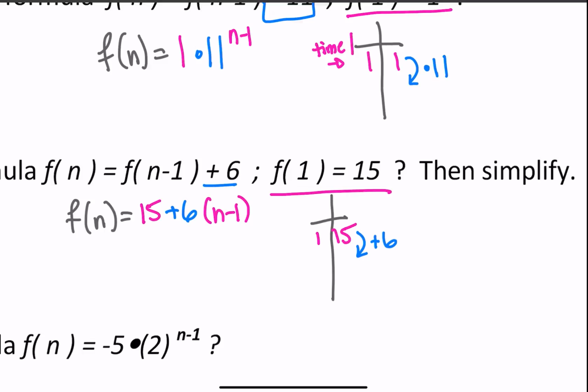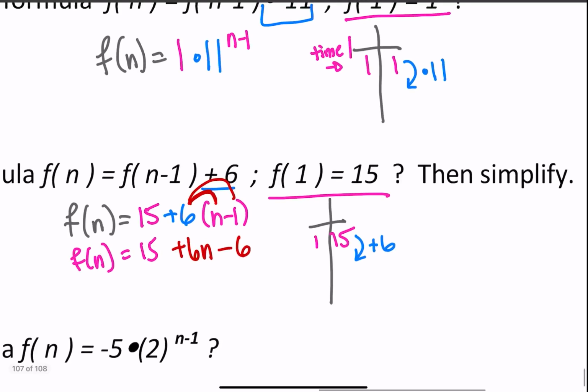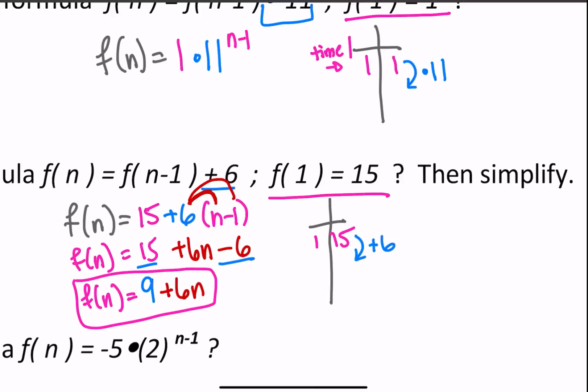Now what we're going to do next is we have to distribute. Well, remember, distribute means we take the number in front of the parentheses and multiply it. So 6 times n is a plus 6n. 6 times minus 1 is negative 6. Nothing else changed, so we bring everything else down. Then we combine like terms, which is 15 minus 6. 15 minus 6 is 9. Nothing else changed, so we bring everything else down. And there we go. Now we figured out the times 0 equation.